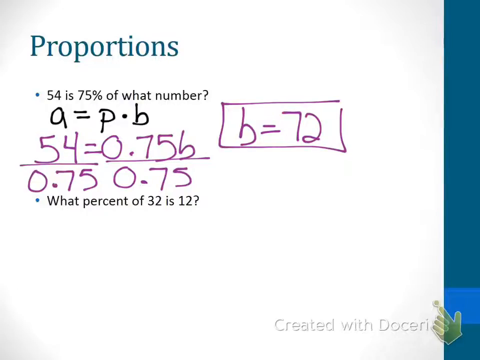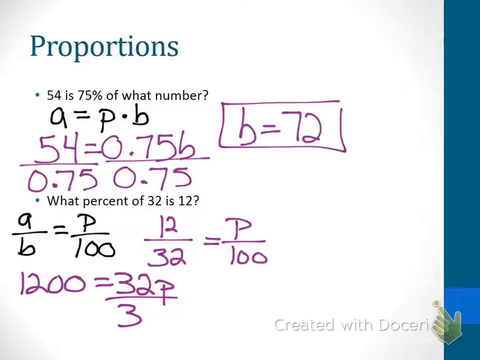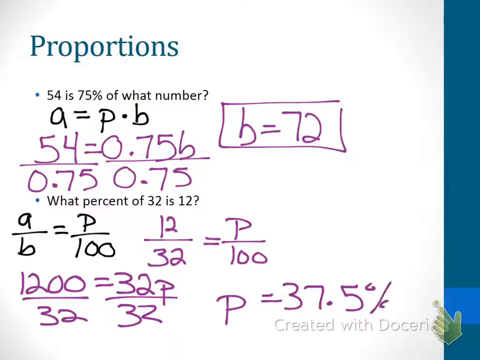All right, have you done the second one yet? So which one is my A value? 12. Which one's my B value? 12 over 32 equals P over 100. Do my cross products, and I divide both sides by 32. Who got 37.5%?